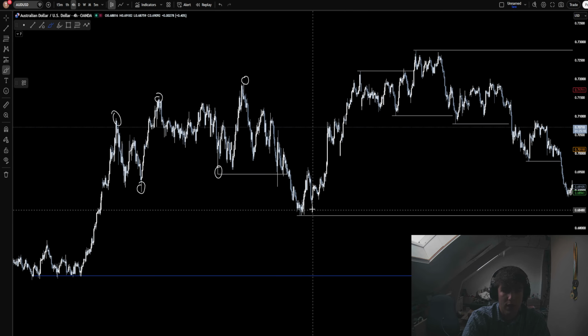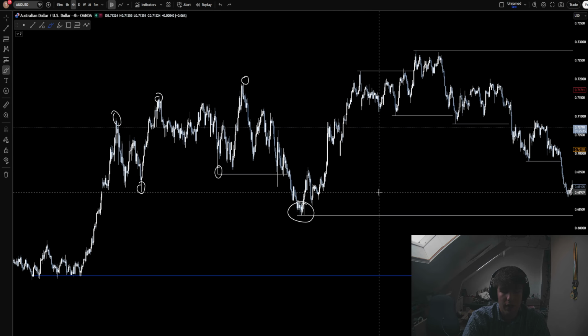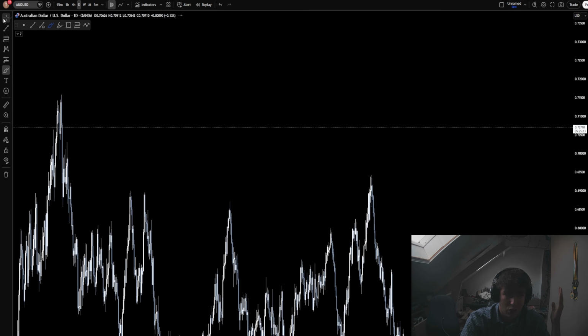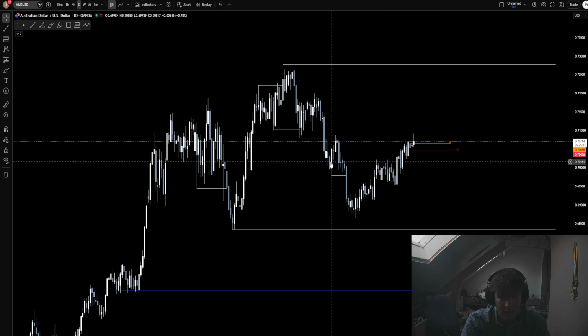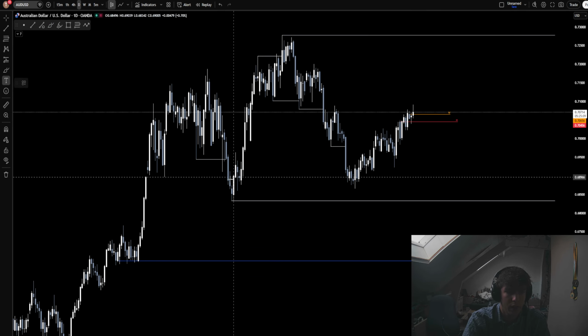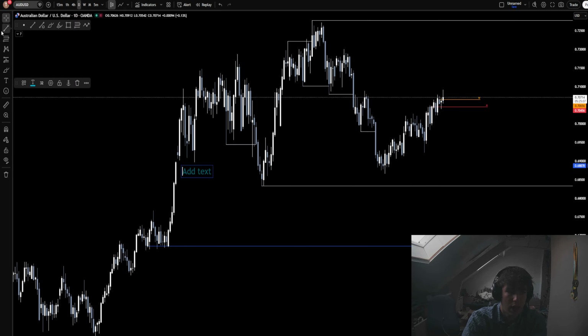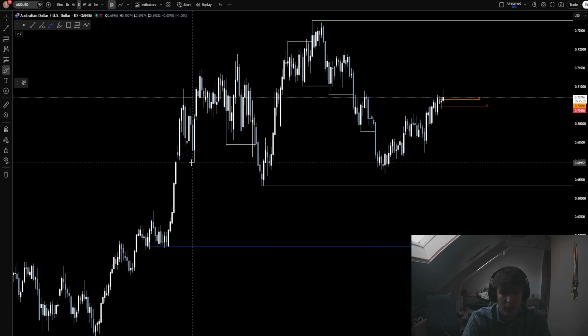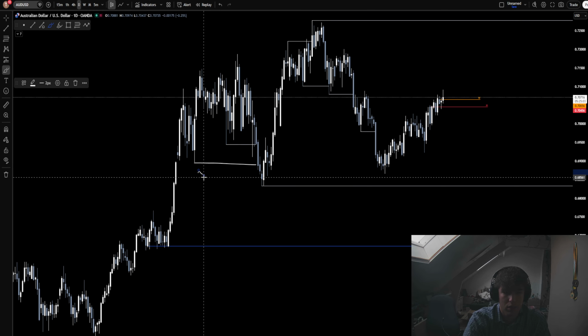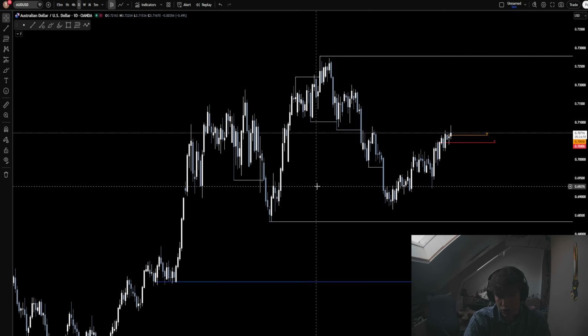Okay, so this over here is a fake change of character. Why is that? Because it's just a pullback on the daily time frame. Okay, this was a very obvious fake pullback. Why? Because we had liquidity over here, we swept it, and we just start rallying in towards the upside.